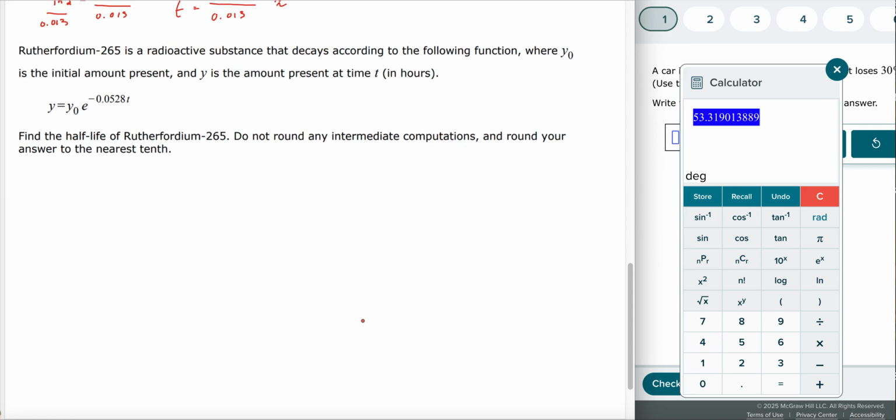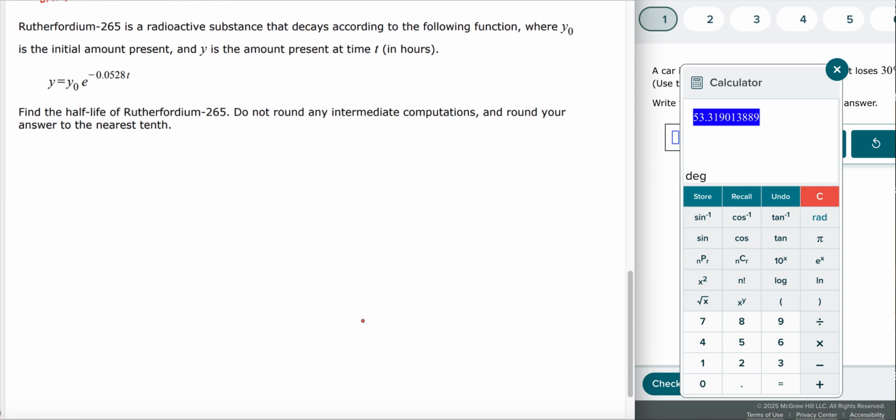Okay, last example, let's take a look at one with half-life. So I took this right from the homework so you would see exactly how it's asked and how we're going to approach this. So we've got this, and I might even say this wrong, Rutherfordium-265 is a radioactive substance that decays according to the following function, where y sub 0 is the initial amount present, right? So notice this model that we're given, it's the same one that we've been using, except they're using y instead of a. So y sub 0 is the initial amount, and y is the amount present at time t hours. So after this decay has occurred.